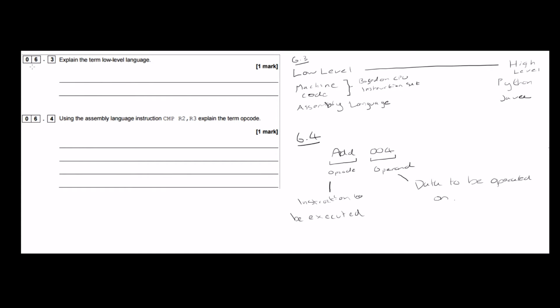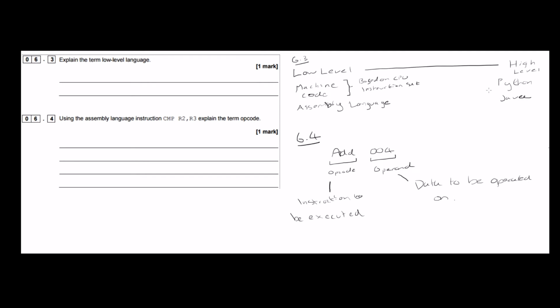In this tutorial video I'm going to be going through parts 6.3 and 6.4 of this exam question. The first part asks us to explain the term low-level language, and I've got a diagram over here to help us. A low-level language then is something that resembles or is similar to the instruction set of the CPU, and with a low-level language we're manipulating each individual instruction that the CPU is going to be carrying out. Whereas with a high-level language, we're more focused on solving problems rather than manipulating each individual instruction.